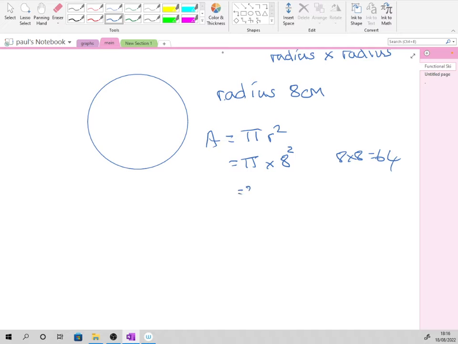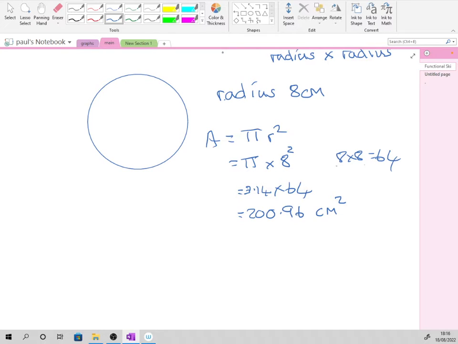So this is 3.14 times 64. Right, now 3.14 times 64 is 200.96 centimeter squared.